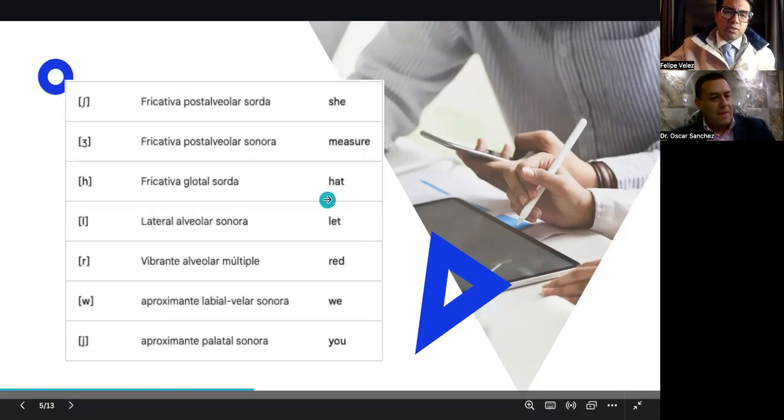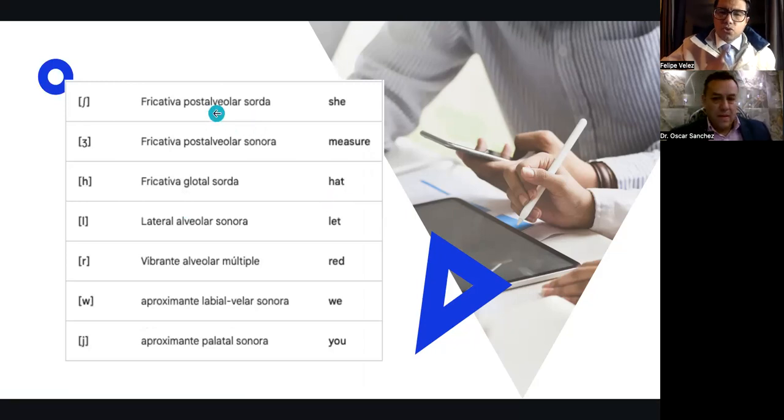The next one is going to be shh, when we go quiet. Shh. Then we say measure. Again, measure. Very good. Then we say hat. Hat. Excellent. Then we say let. Let. Very good. Always try to identify the symbol with the sound.